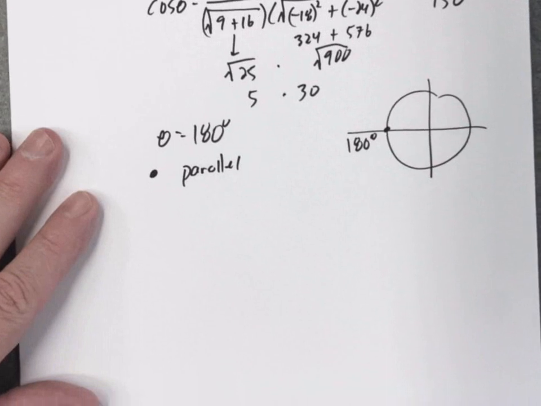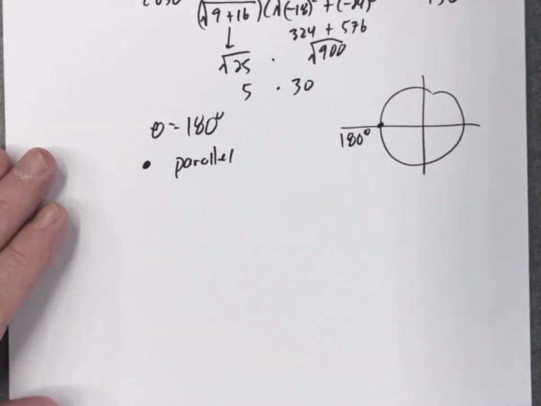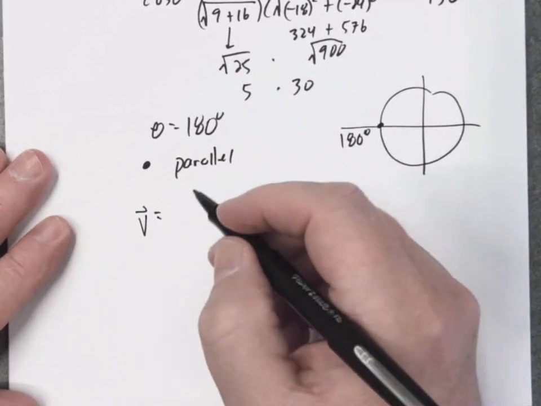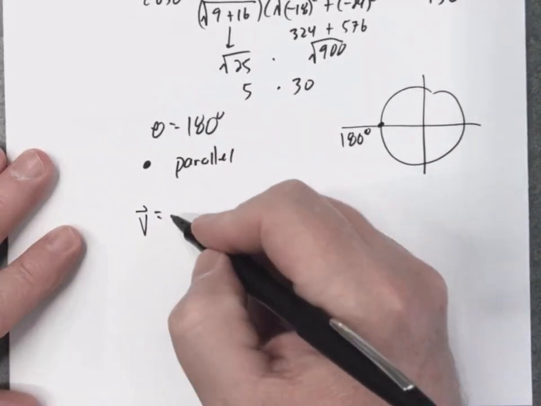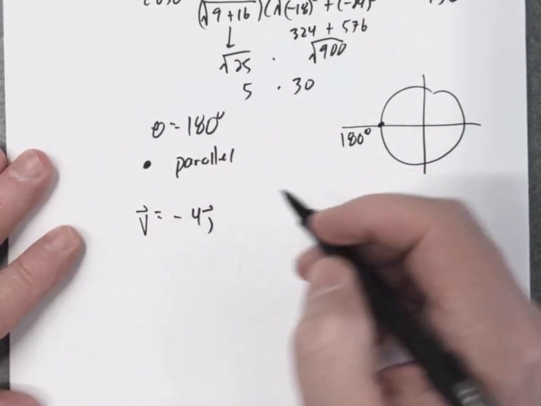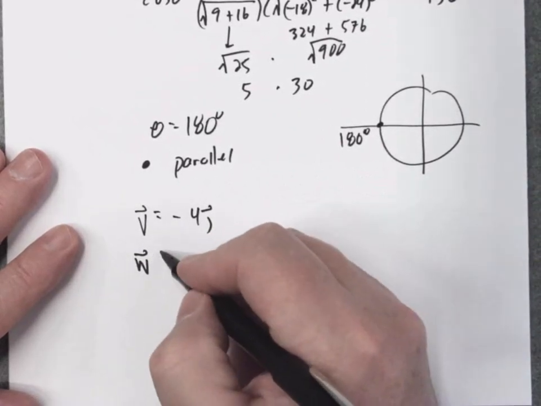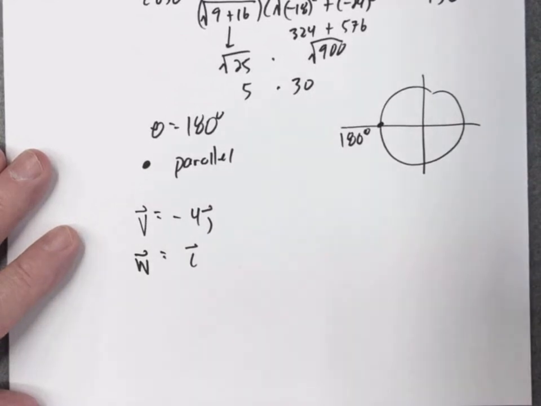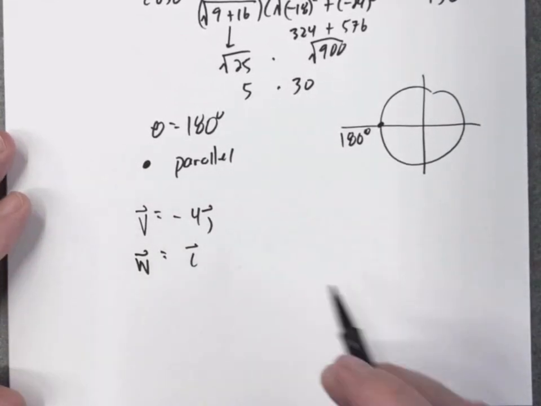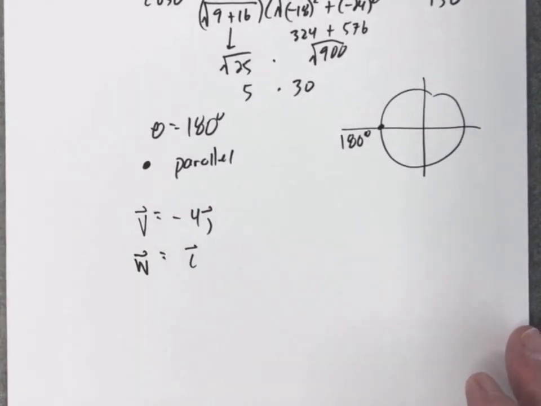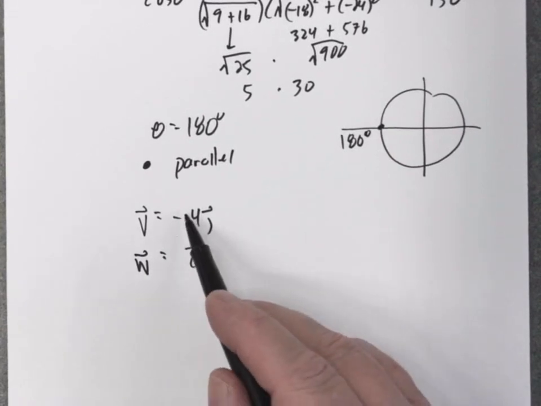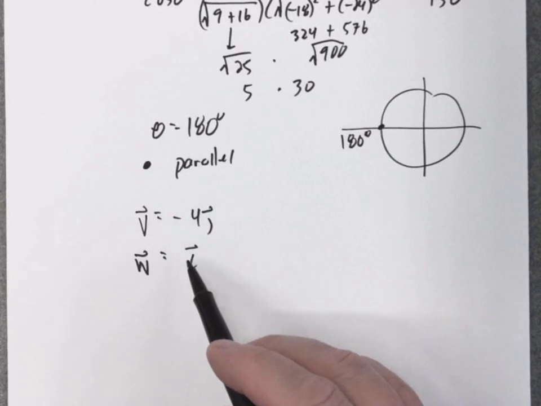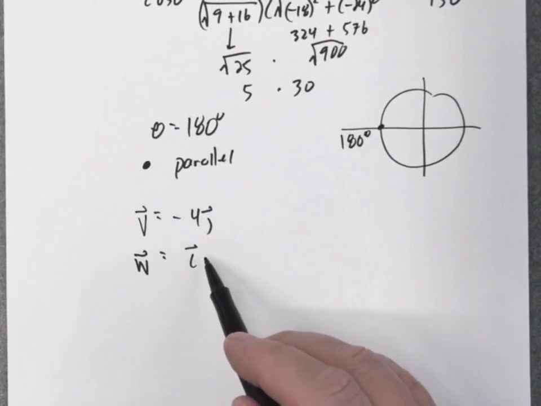Let me do this last one of this kind. It's very simple, but might throw some people off. Vector V is -4j. Vector W is i. Normally with vectors we're used to having an i part and a j part. In this case, what this is saying is for vector V, the i part is 0, and for vector W, the j part is 0.